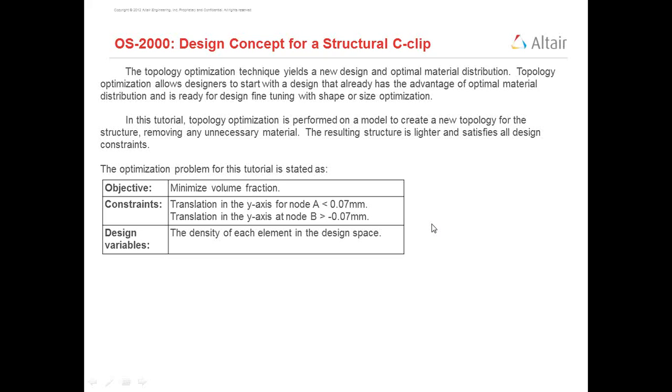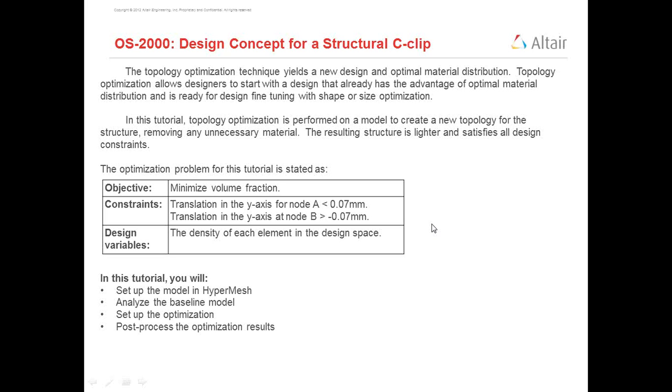The optimization problem for this tutorial is stated as follows: my objective is to minimize the volume fraction. My constraints are the translation along the y-axis for node A should be less than 0.07 mm and translation in the y-axis for node B should be greater than minus 0.07 mm. My design variable is the density of each element in the design space.